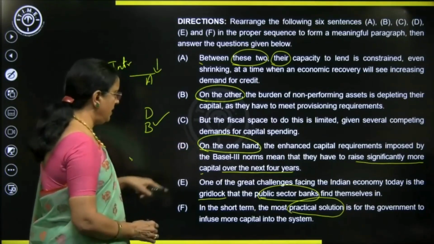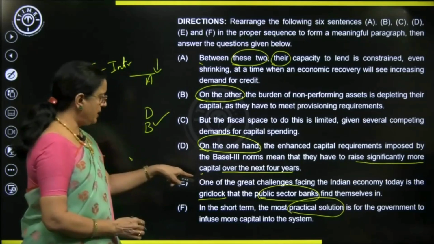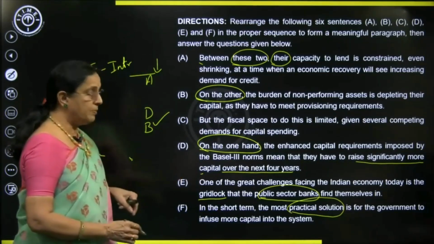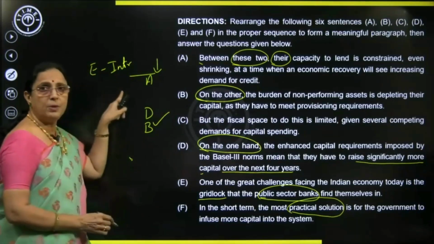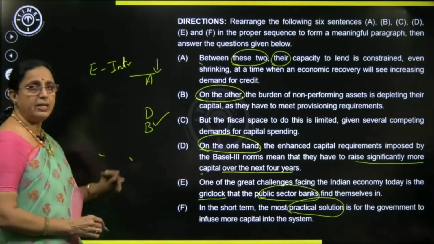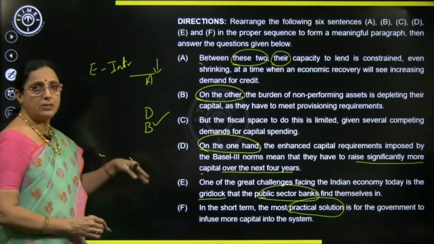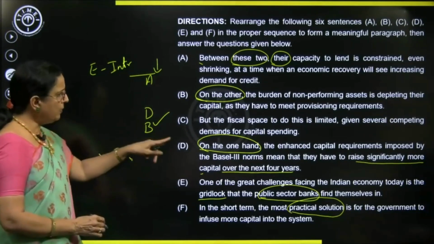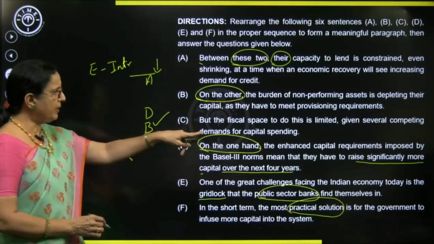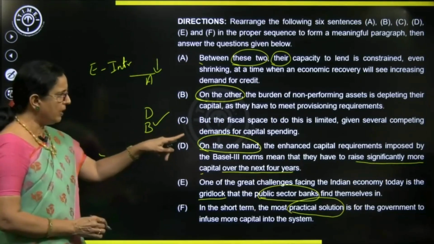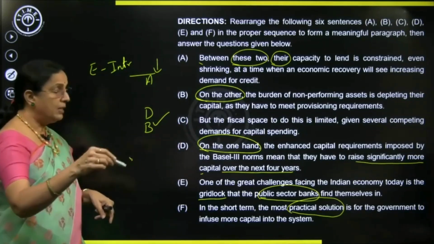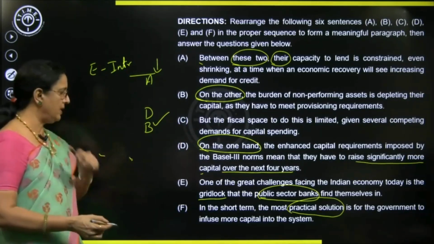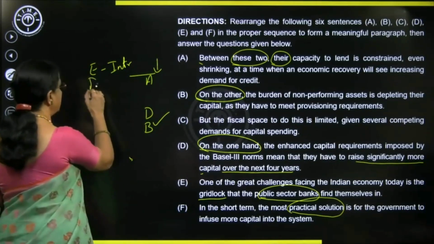One of the great challenges facing, right, is this one. Gridlock that the public sector banks find themselves in. Right. Starting the discussion. Right. Problem faced by the public sector banks. Right. What are these problems? Next, you have to talk about them. On the one hand, the enhanced capital requirements imposed by the Basel III norms mean that they have to raise significantly more capital over the next 4 years. That's one challenge. Alright. So, D makes sense.